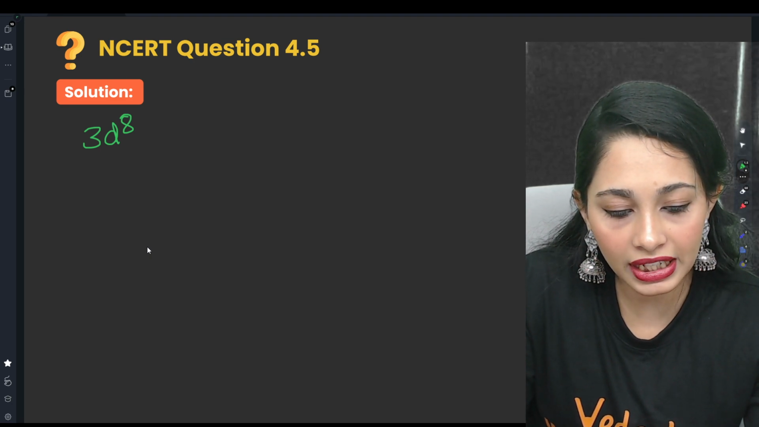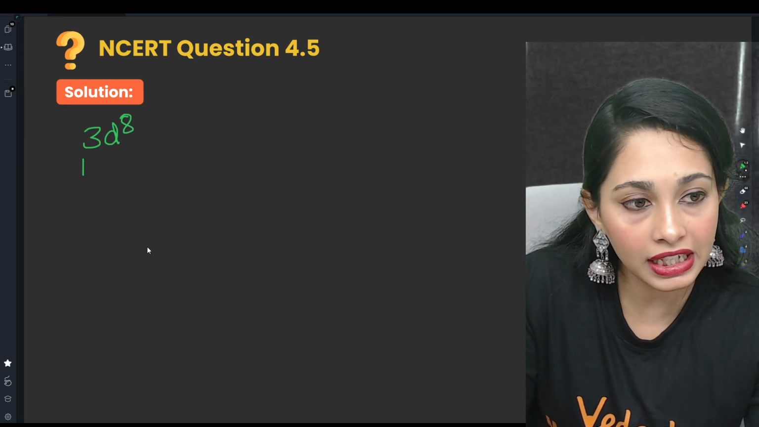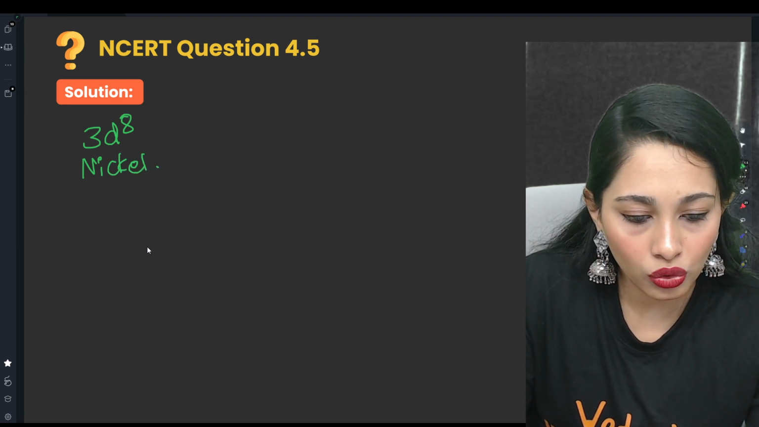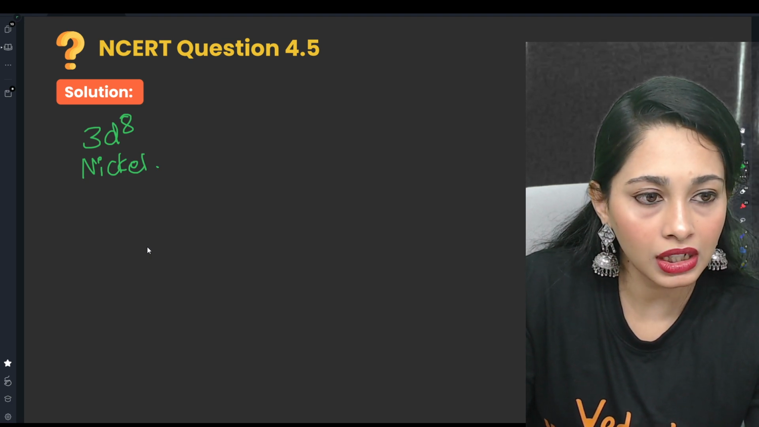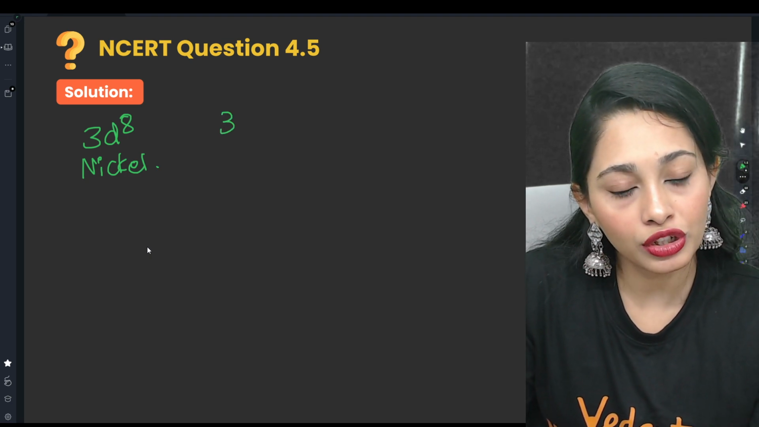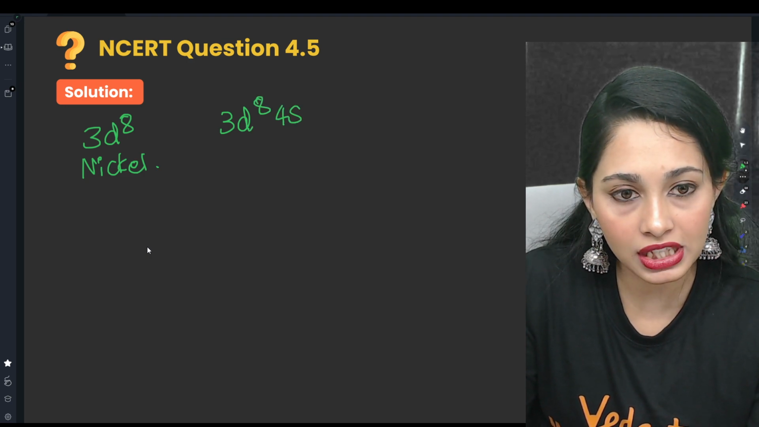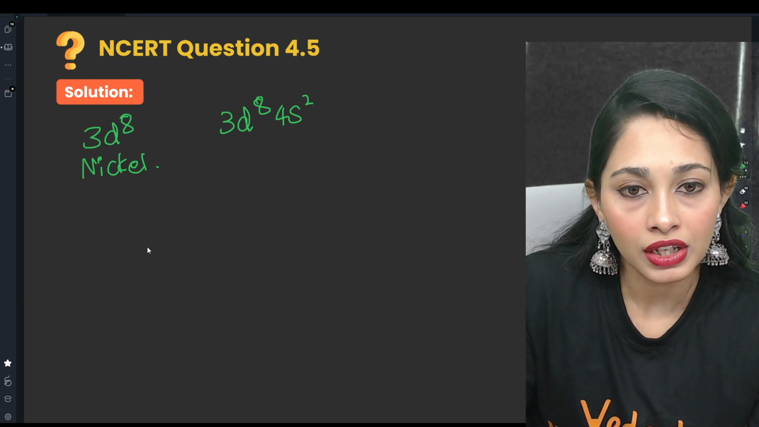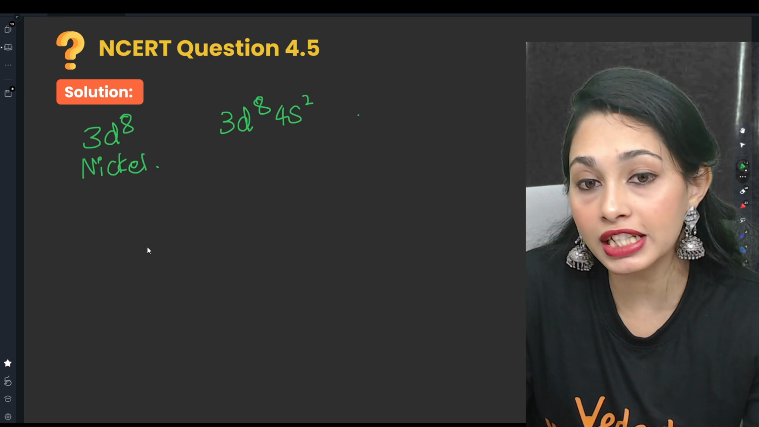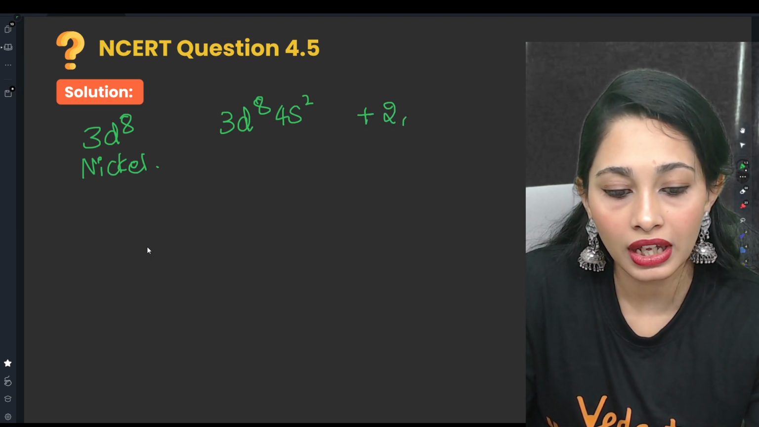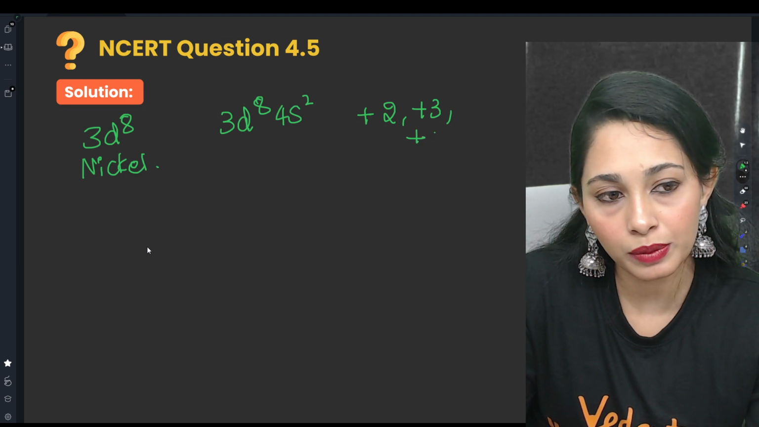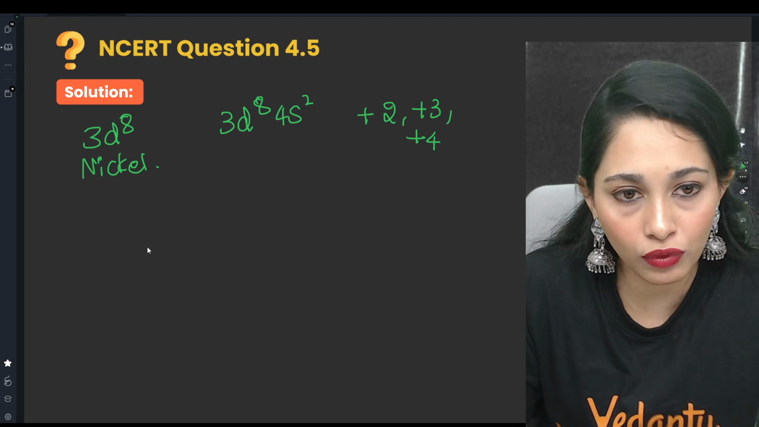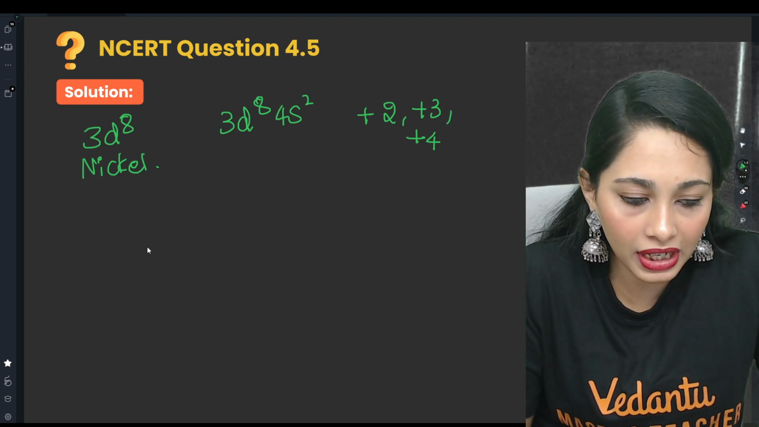3d8 is shown by nickel, and the electronic configuration is 3d8 4s2. The oxidation states that are shown are +2 and +3 as well as +4. These are the oxidation states that are shown by nickel.